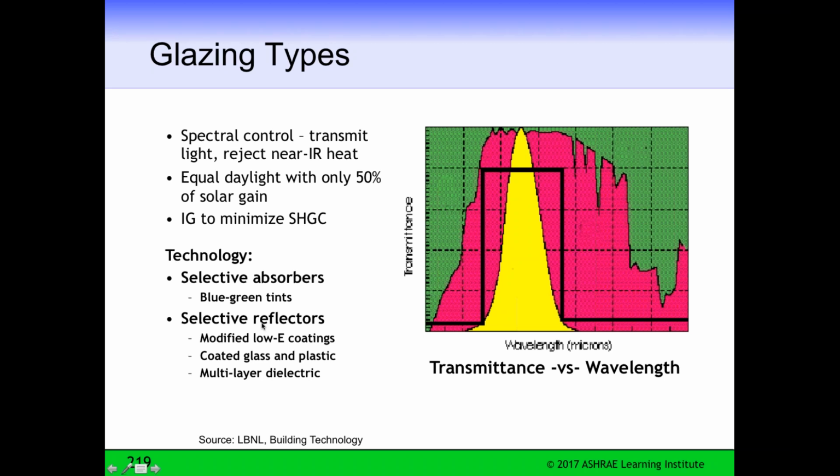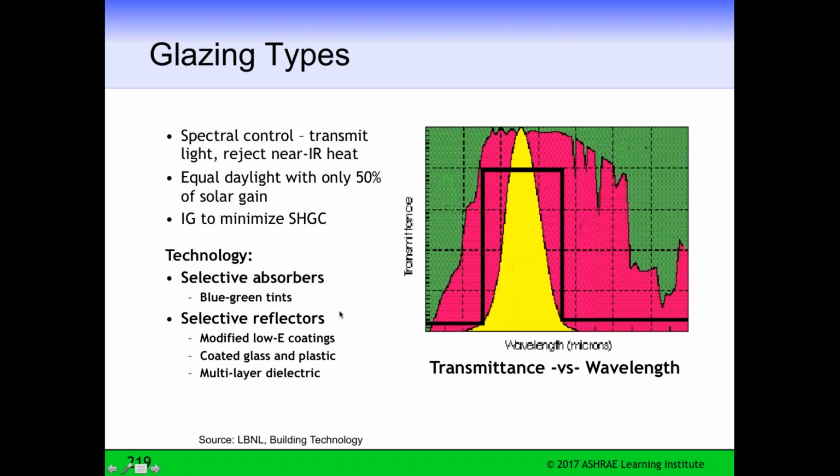The technologies you can use are selective absorbers like blue-green tints, which right now are not permitted as an option for prescriptive compliance. You can use blue-green tints in whole building energy analysis options, but not for prescriptive compliance. And I'll show you why on the next two slides.